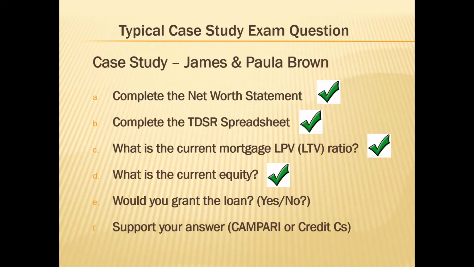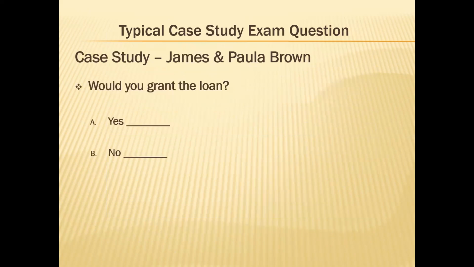So we've completed that. Let's answer question E. Would you grant the loan to James and Paula Brown? Yes. So we agree.